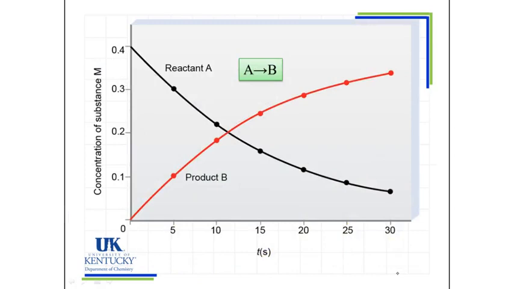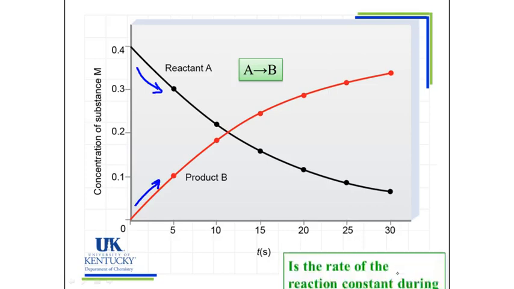All right, let's look at this graph. We're monitoring a very basic reaction. A is turning into B. A is represented with the black, so it is decreasing as time goes by. B is represented with the red, and it is increasing as time goes by.